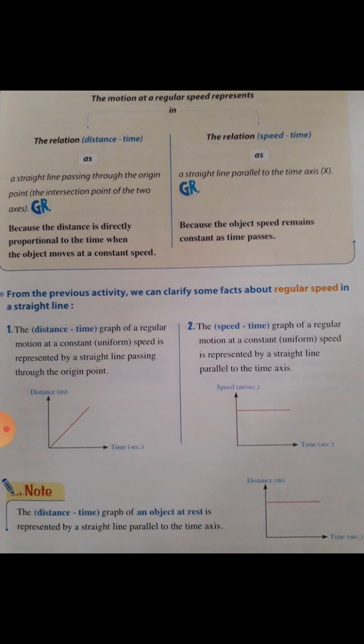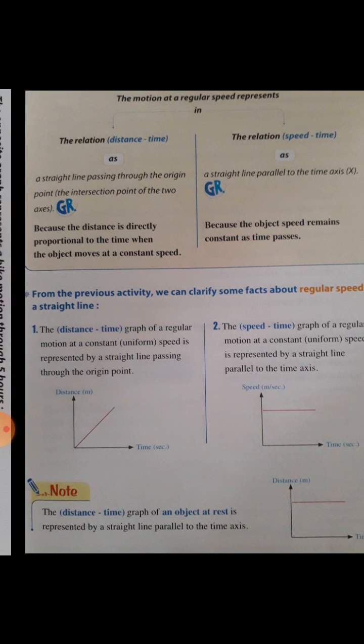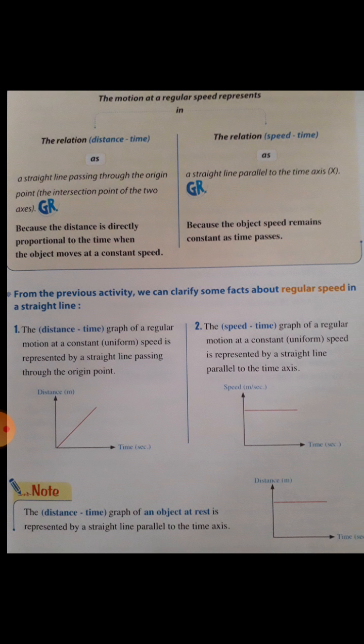Now, first of all, let's talk about graphs of speed. In the last lesson, you studied the speed. Speed equals d over t, distance over time. And we have two types of speed, regular and irregular. So, for the regular speed, we can represent regular speed by using either of these two graphs.